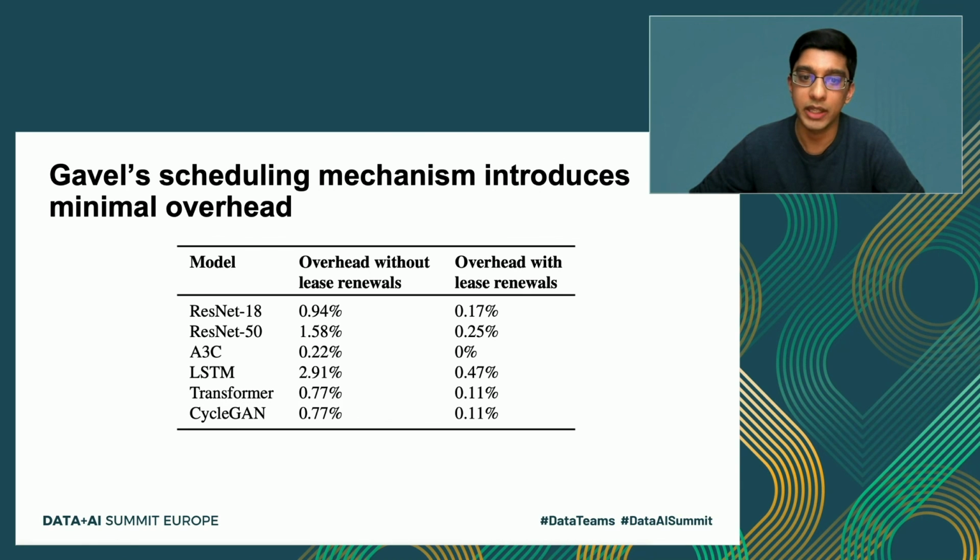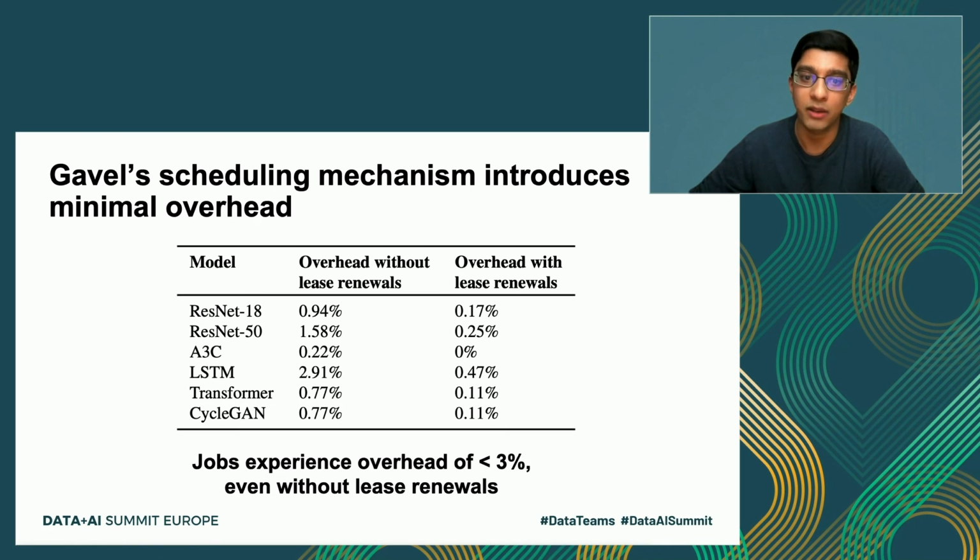So here we're showing the preemption overhead for six different job types. And we find that across the board, even without lease renewals, with 6-minute rounds, jobs experience a preemption overhead of less than 3%. And it's even lower with lease renewals.